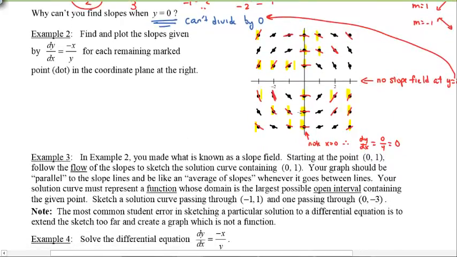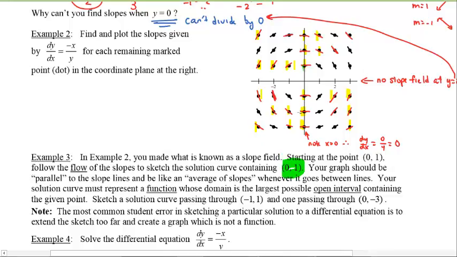Now, for example 3, it says in example 2, you made what is known as a slope field. So that whole visual picture is what we call the slope field. It says starting at the point (0, 1), I want you to follow the flow of the slopes. Think of it like a river, water flowing. Follow the flow of the slopes to sketch the solution curve containing (0, 1). So now I'm saying, I want you to find a specific curve that involves the point (0, 1).